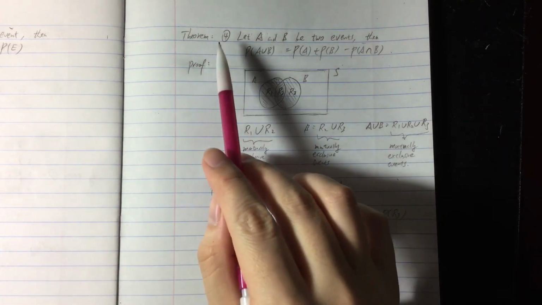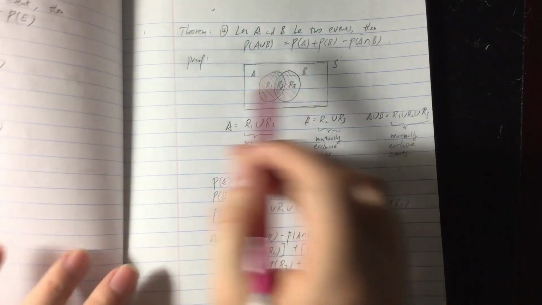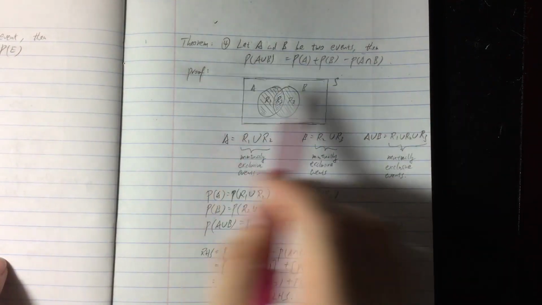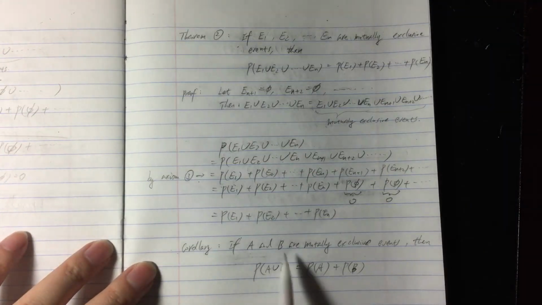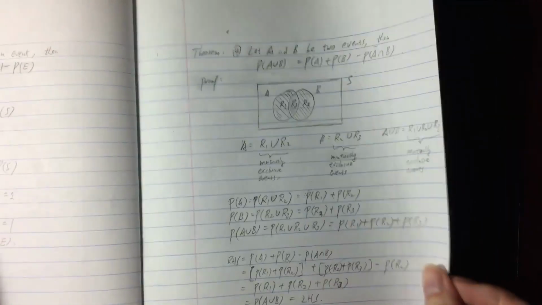Theorem number 4 and the corollary of theorem number 2, these two statements are called the sum rule. They are called the sum rule of probability.